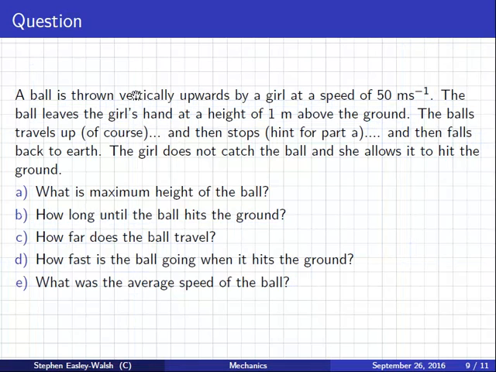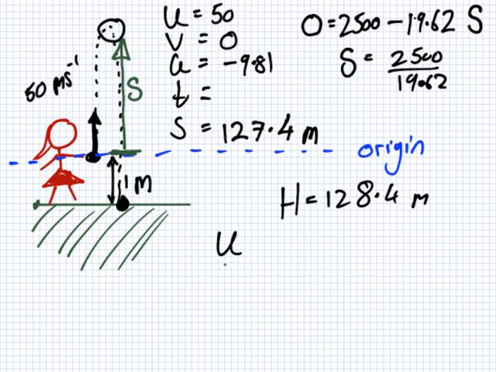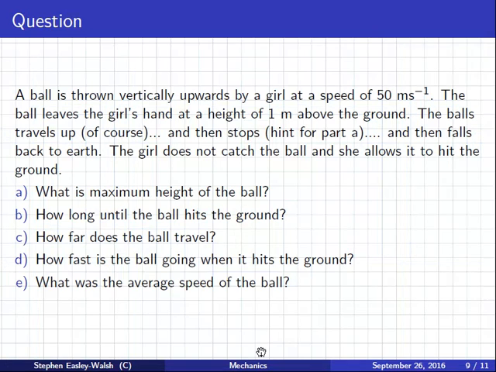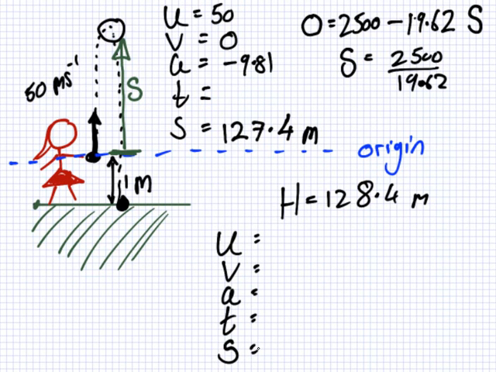The next part is how long until the ball hits the ground? Apologies, I haven't remembered everyone's name for certain. Monica, right? So Monica, I'll have you give me the UVATS for part B. How long until the ball hits the ground? So what U should we use here? The ball going from here, how long until it hits the ground? Yeah, from here. Good.